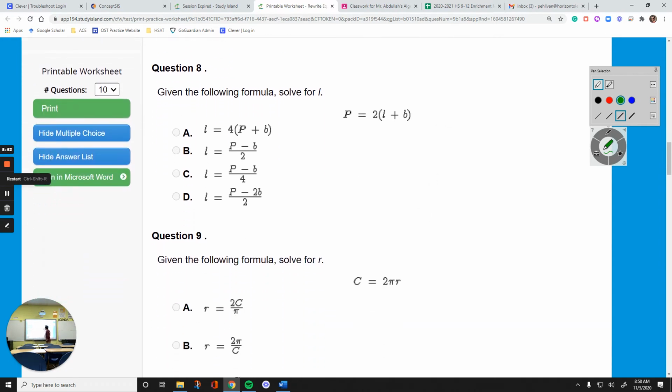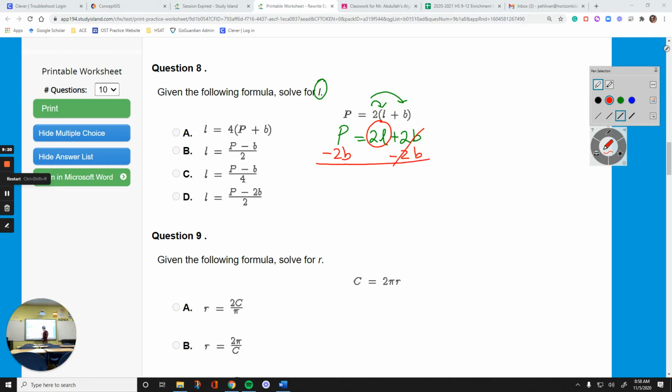Given the following formula, solve for L. You're going to get the L by itself. Step 1, distribution. 2L plus 2B is my right side, left is P. So L is right here. Get that by itself first, that term, 2L. So for that one, I need to get rid of this 2B. It was added, I'm subtracting.